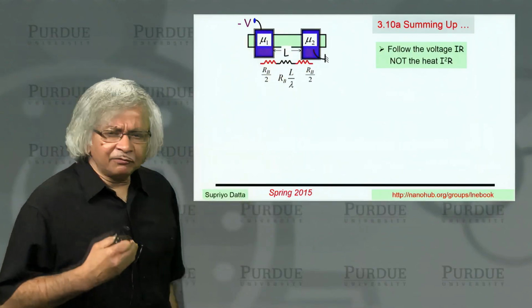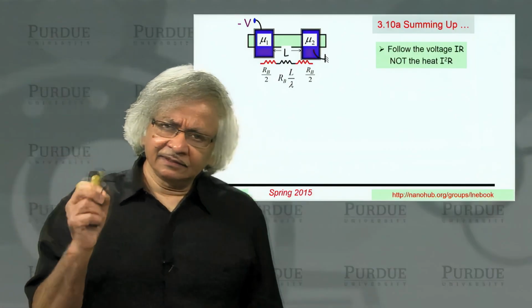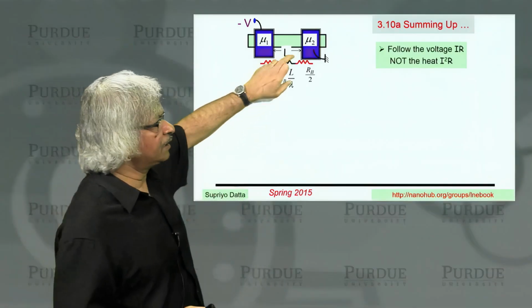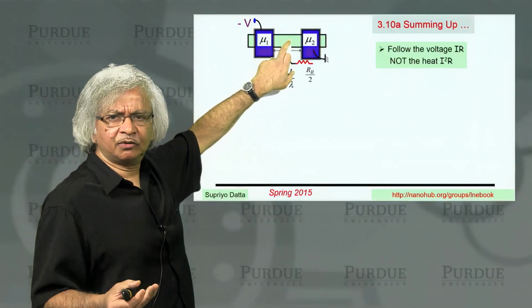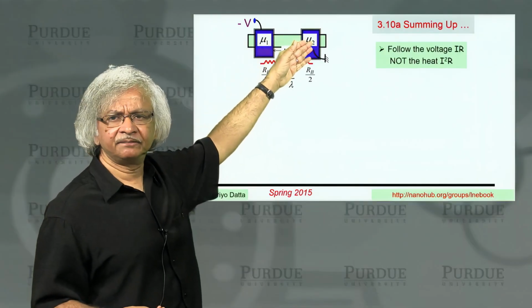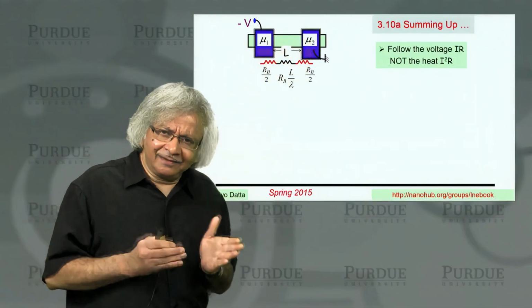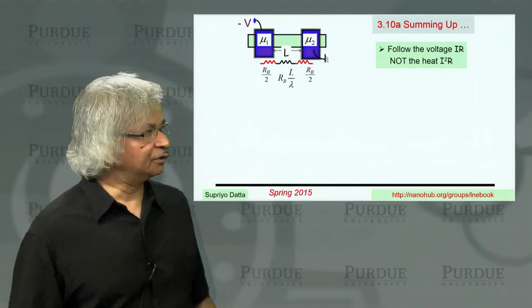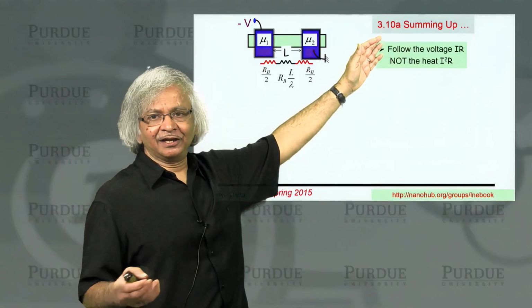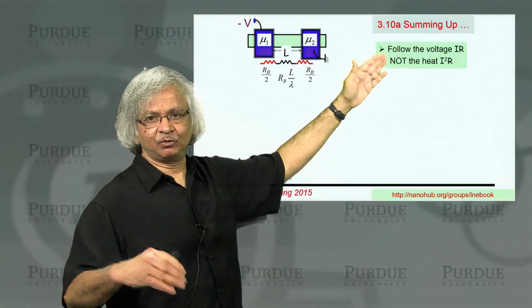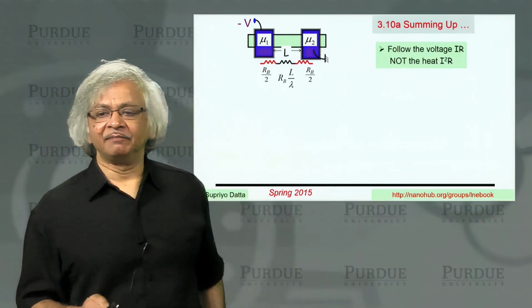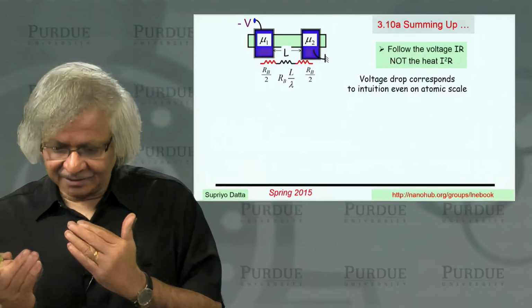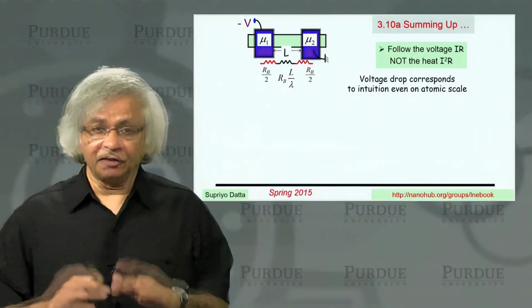Okay? But then we all have an intuitive feeling that resistance is associated with obstacles. That is, if we put a little hole in here, the resistance should go up because electrons will have a tough time getting across it. So if you want a criterion, something that lets you see where the obstacles are, then it's important to follow the voltage or the IR drop rather than the heat, which is I squared R. That was, of course, our first message, because that voltage drop corresponds to this intuition about resistance being associated with obstacles, even on an atomic scale.